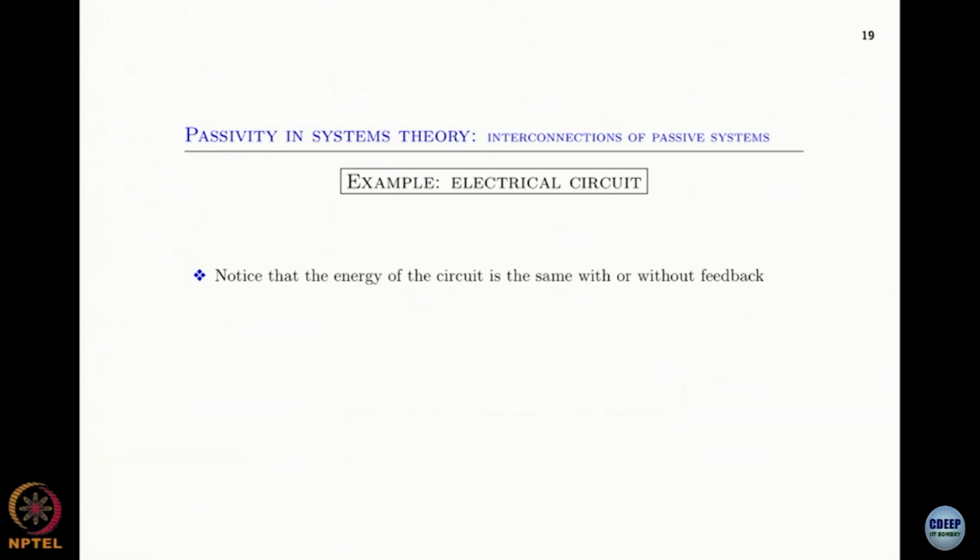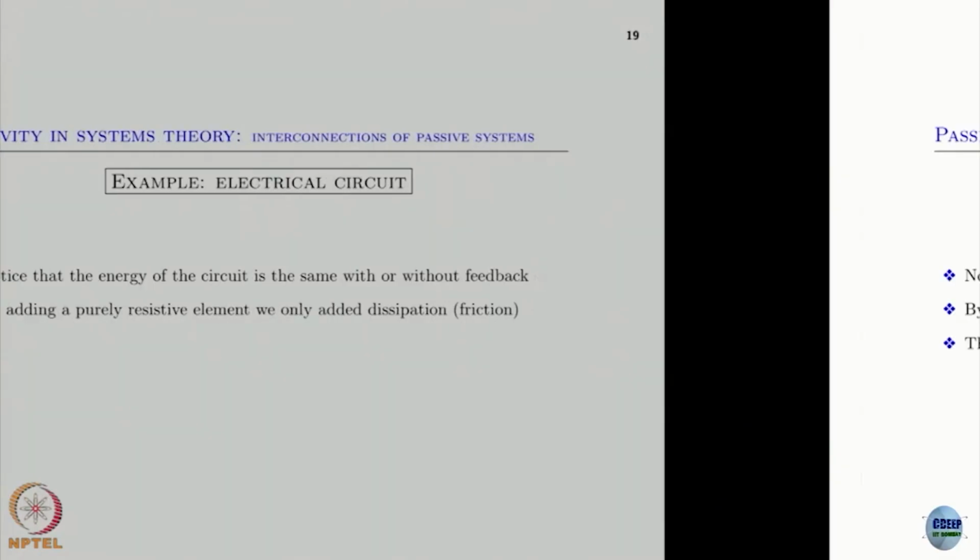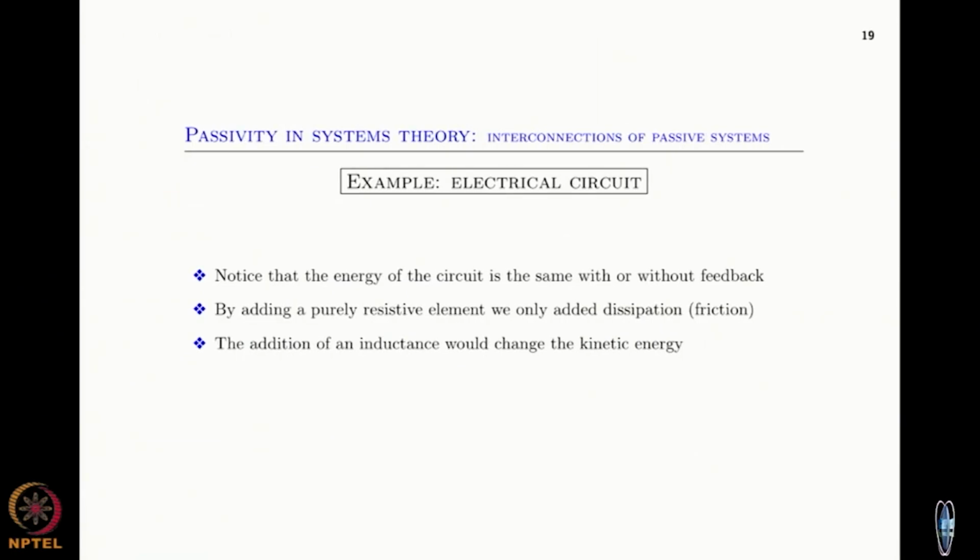So the energy of the circuit is the same with or without feedback. That's the energy. But by adding a purely resistive element, we just added dissipation. We added friction. Imagine if it were a pendulum. Previously, I showed you an example. Without friction, then you come and add friction. Now you have output strict passivity. So you enforce the passivity.